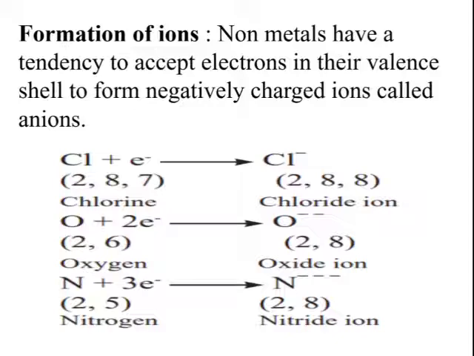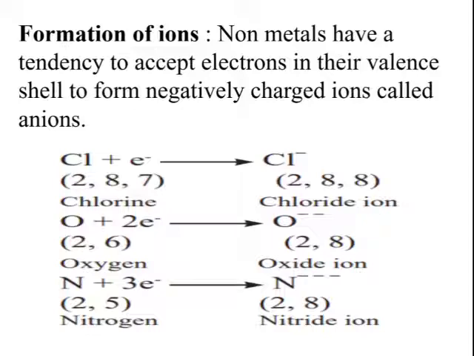Let's see chlorine. Chlorine always accepts the electron. So the equation will be Cl plus e- gives out Cl-. 1 electron it is accepting, so it carries a negative charge. So it will be Cl-. And the last orbit now contains 2, 8 and 8. 8 electrons. Octet state is completed. So this is the ion formation of chlorine. So this is chloride ion.